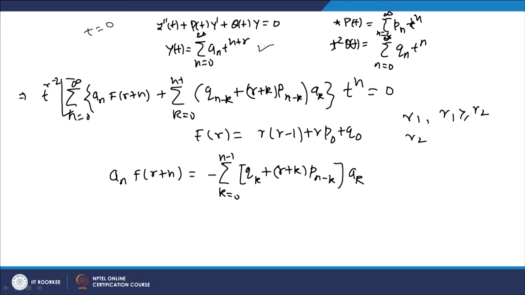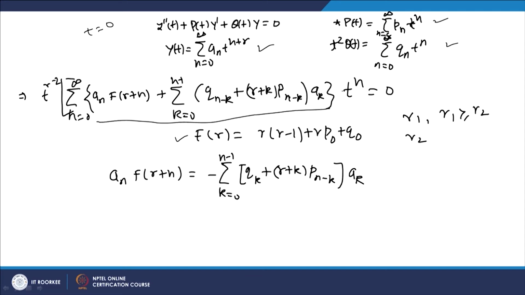Using this series solution, we have calculated that if you plug in this value, then we have t^(r-2) times the summation n = 0 to infinity of [a_n f(r+n) + summation k = 0 to n-1 of (q_(n-k) + (r+k) p_(n-k)) a_k] t^n. Here f(r) is defined like this: f(r) is a quadratic equation in r, given as r(r-1) + r p_0 + q_0, where p_0 and q_0 are the coefficients here. Using this expression we have the following term, which is the coefficient of t^n.